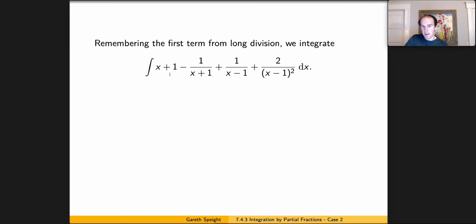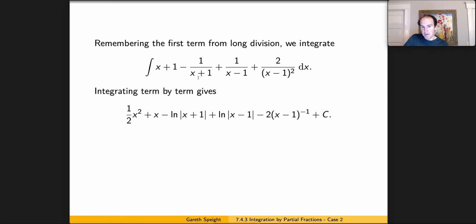So for instance, the first two terms, we can use the power rule. We get a half x squared plus x. Then we are going to get, for 1 over x plus 1, the integral is ln of the absolute value of x plus 1. For instance, you could do u equals x plus 1. For 1 over x minus 1, the integral is ln of the absolute value of x minus 1. For instance, you could do u equals x minus 1.